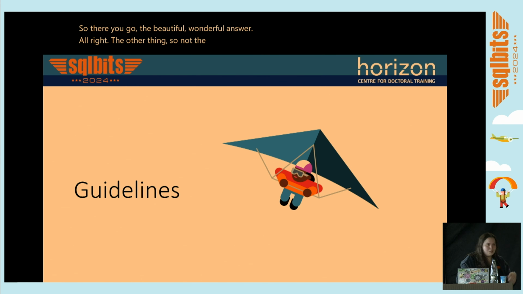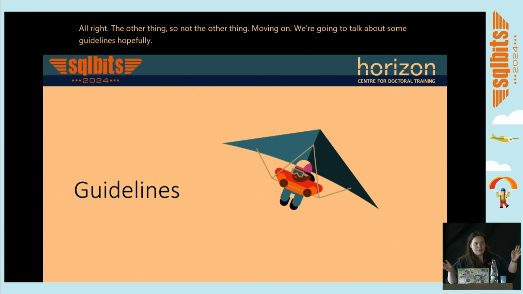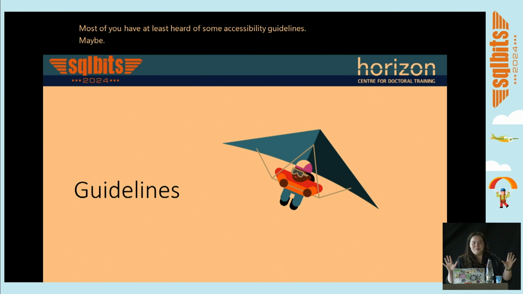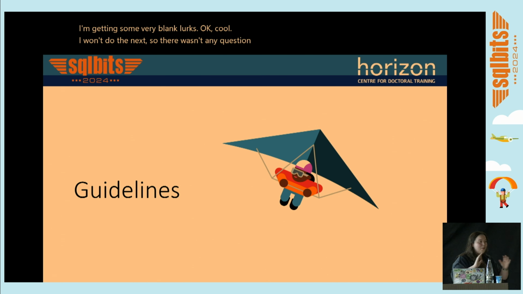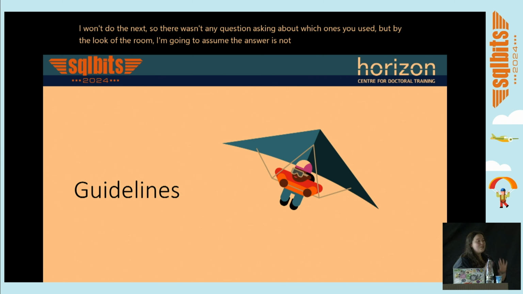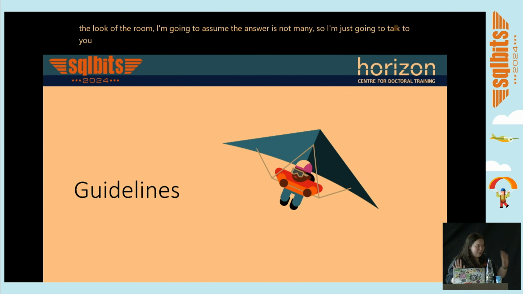Moving on. We're going to talk about some guidelines. Hopefully, most of you have at least heard of some accessibility guidelines. Maybe. I'm getting some very blank looks. Okay, cool. I won't do the next mentee question. There was a mentee question asking which ones you use, but by the look of the room, I'm going to assume the answer is not many. So I'm just going to talk to you about some instead.